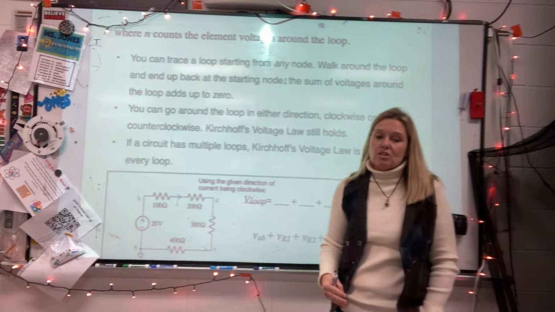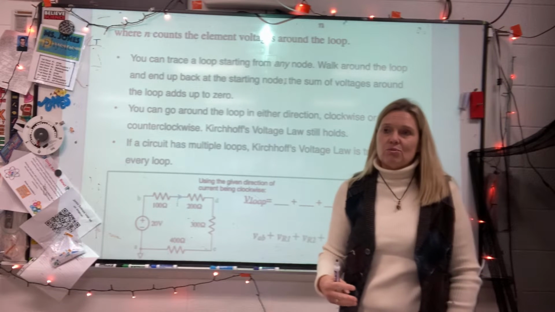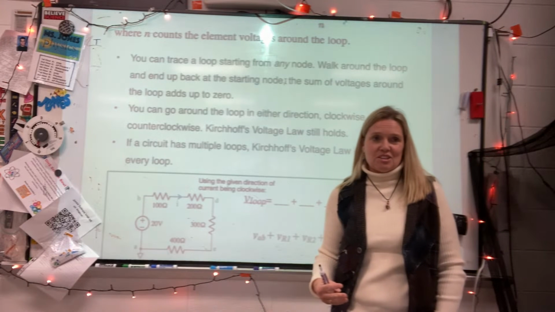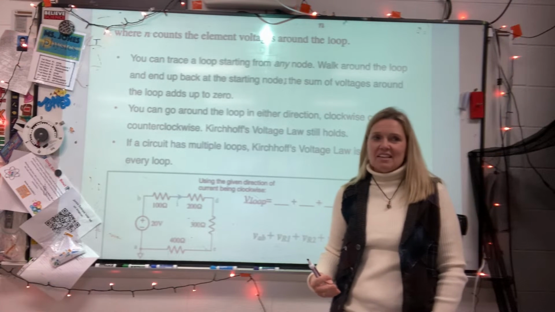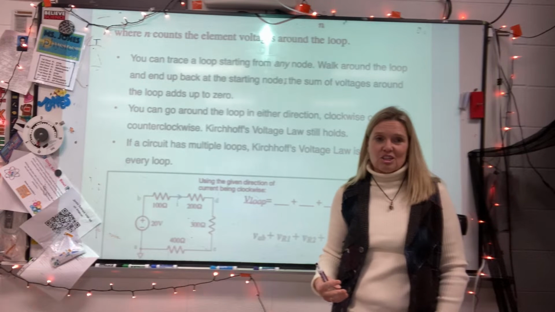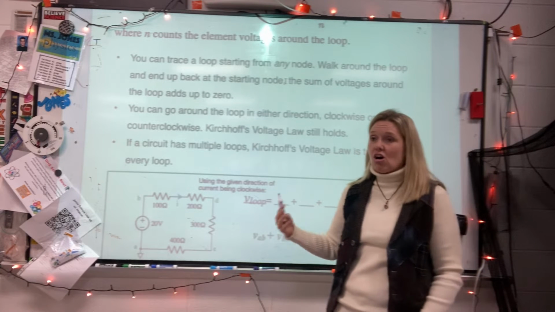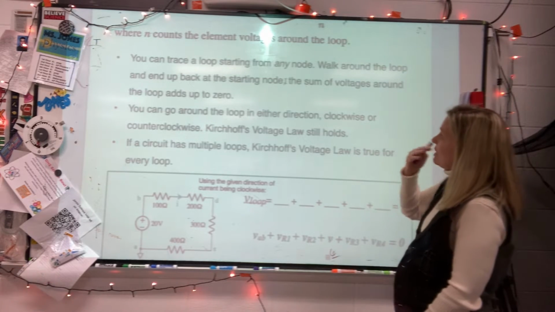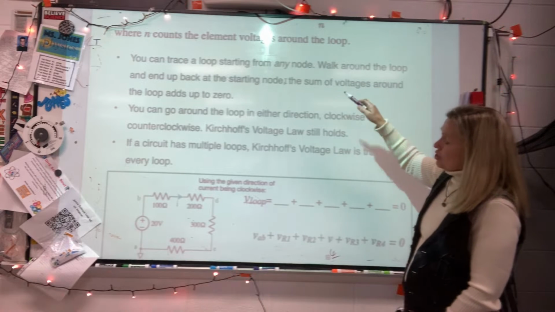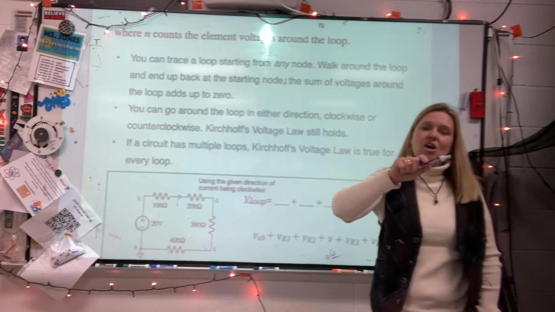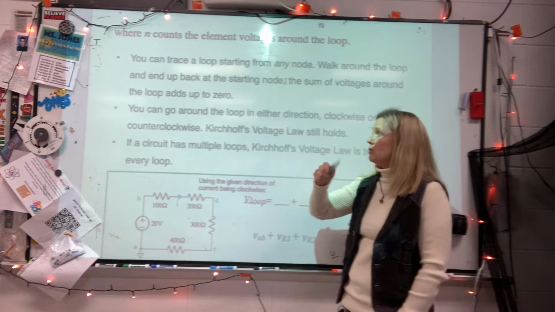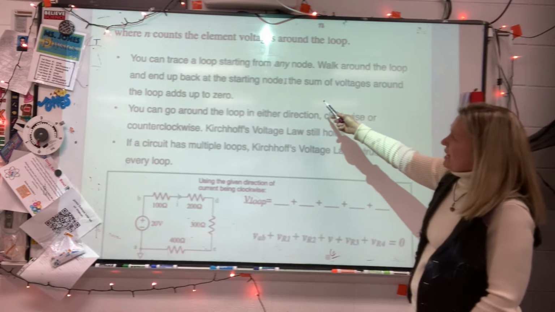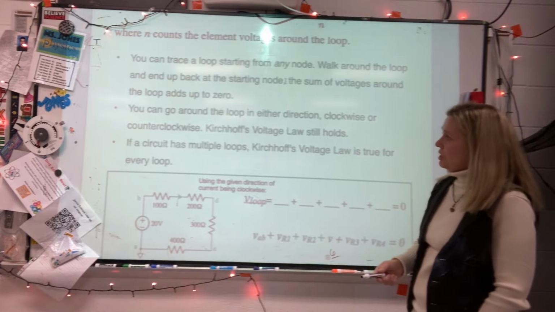This is where it's a little troubling having everyone do a complex problem, because if everyone starts at a different place, everyone has their own way, then it's really hard to look at everyone's steps, because everyone can start off differently but end up at the same answer. Whenever you have parallel, you have multiple loops, right? So we can go around and end up back at a starting point. The sum of the voltage should equal 0.